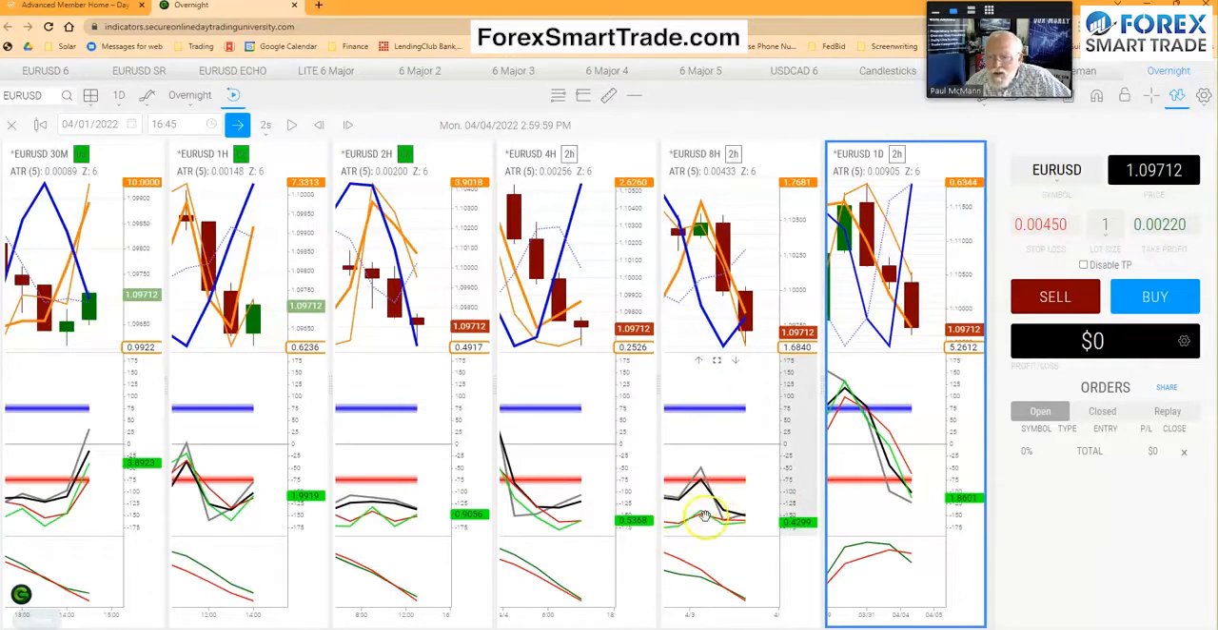We're oversold here on the 8 hour going sideways with down pressure. On the 4 hour, it's starting to turn but hasn't. We still have down pressure. So I'm going to take an 11 pip sell. And I use about a 3-to-1. In this case, it's going to be just a little bit over 3-to-1. I'm going to use a 35 pip stop loss, 11 pip take profit, and I'm going to click sell.